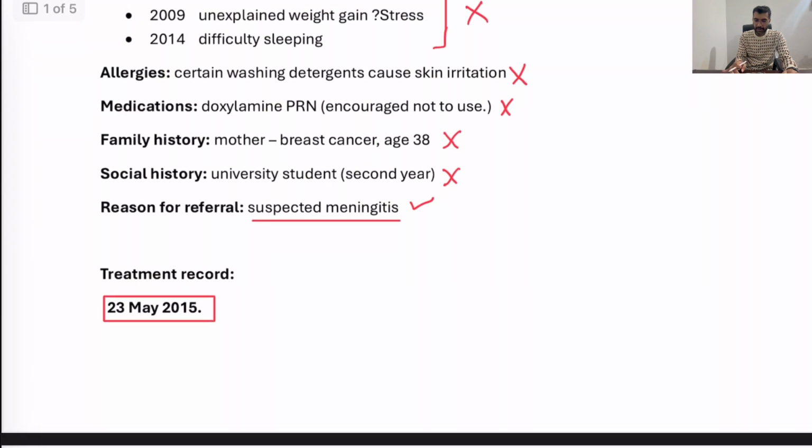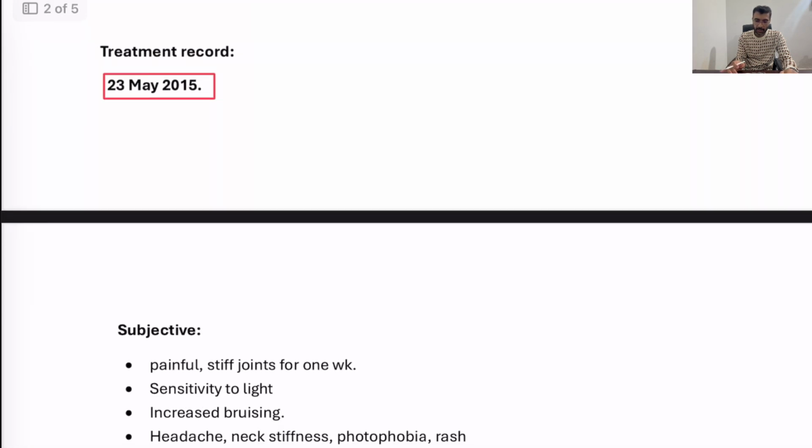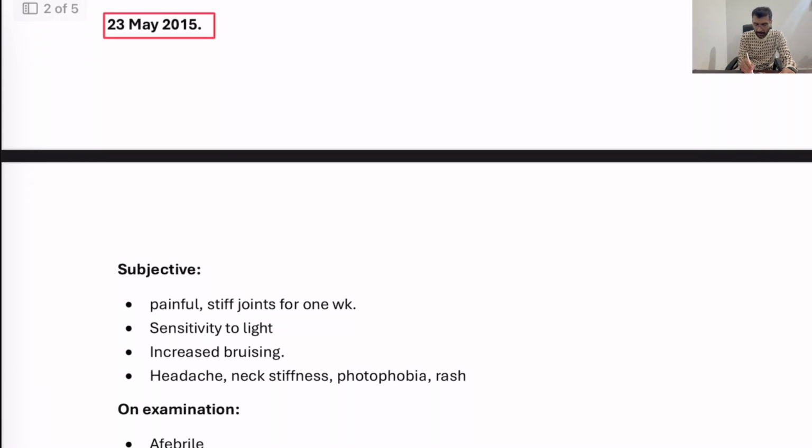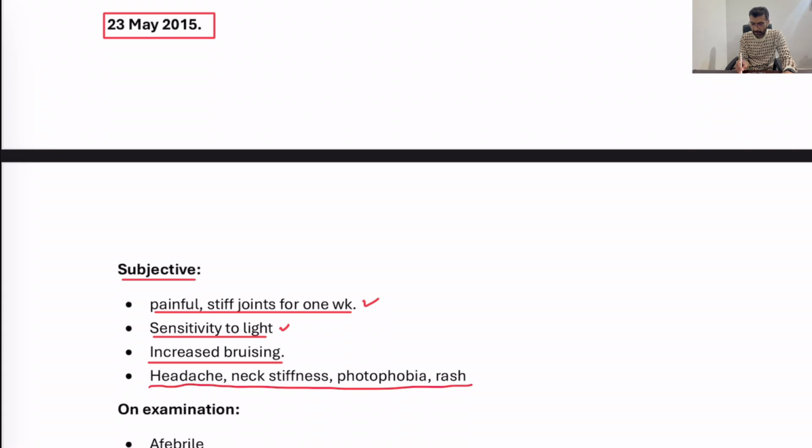So in the treatment record, on 23 May 2015, the patient presented with subjective painful, stiff joint for 1 week, important. Sensitivity to light, important. Increased bruising, definitely important. Headache, neck stiffness, photophobia, rash, important.